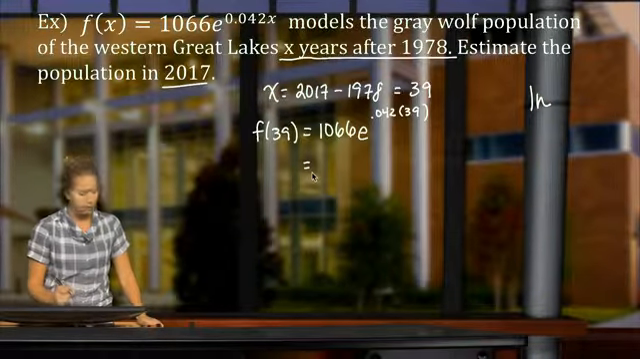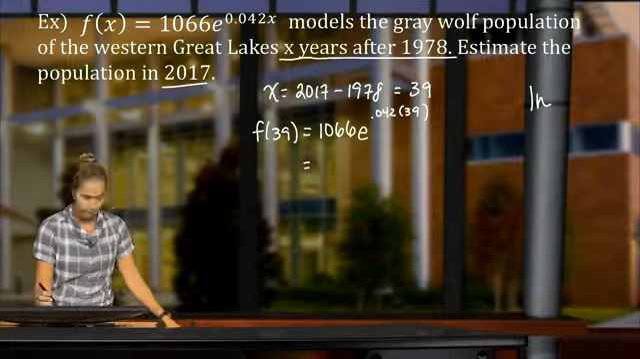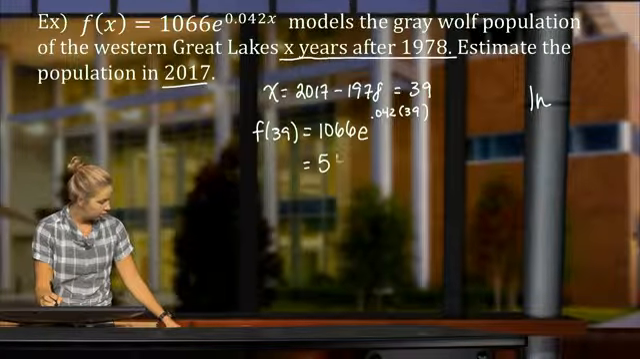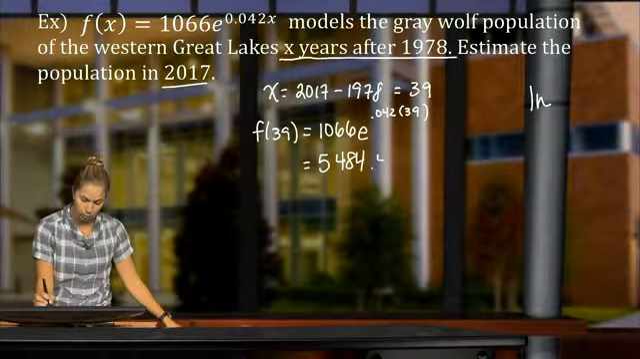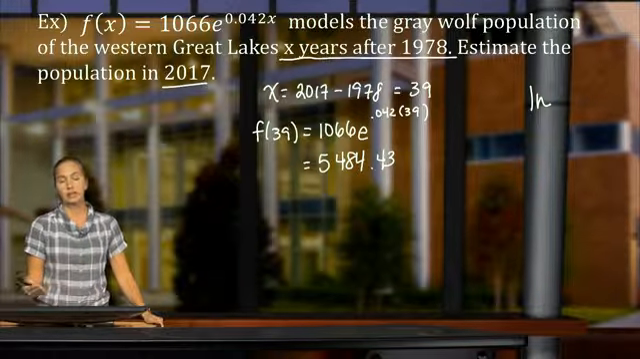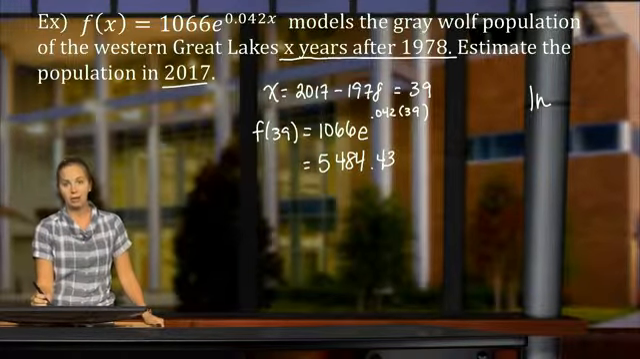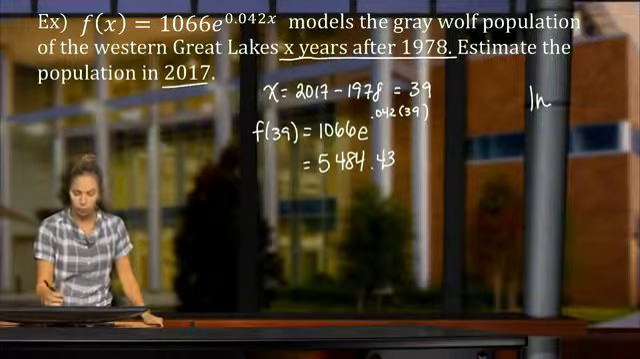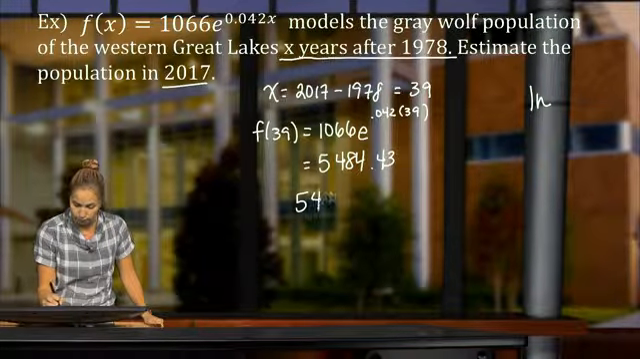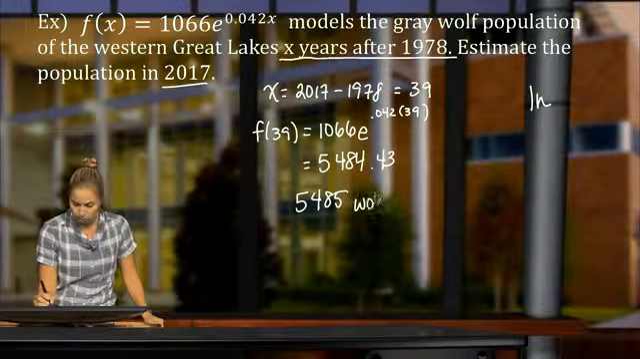But when we evaluate this, we get 5,484.43, which, when we're talking about wolves, we can't have a fraction of a wolf. As long as we've got part of one, we're going to round up to 5,485 wolves.